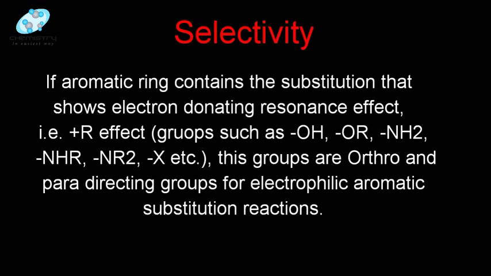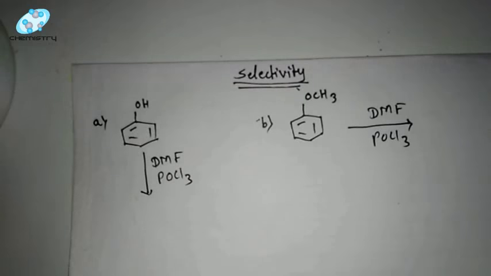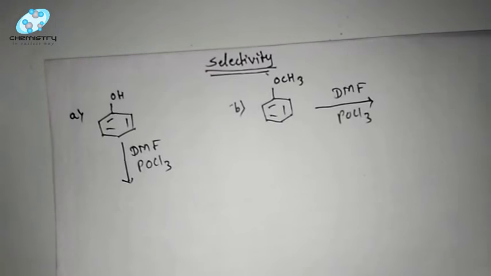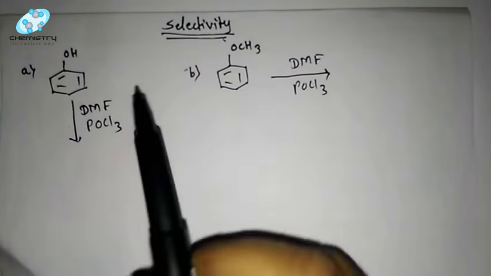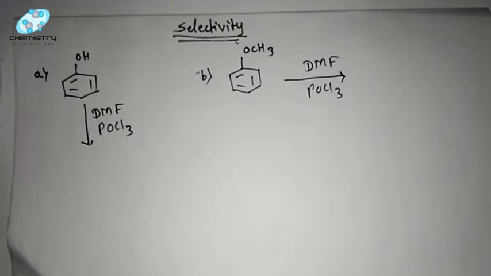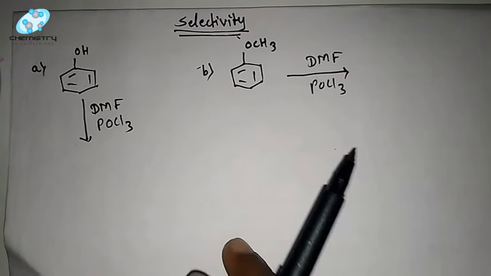Now for the sake of selectivity, you have to remember that if the aromatic ring contains any substituent that shows an electron donating resonance effect, groups such as OH, OR, NH2, NHR, NR2, etc., these groups are ortho and para-directing groups for electrophilic aromatic substitution reactions. This is what we have to remember, and for the sake of understanding, we are taking two different examples. One is phenol, reacting with DMF-POCl3, and anisole is also reacting with DMF-POCl3.